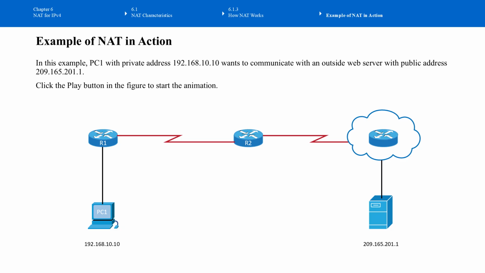So, as a summary, this is the overall process. The communication follows these steps. PC1 creates the packet using the private IP address. The border router performs NAT. The packet travels across the internet using the router's public IP address. The server replies to the public address. The router translates the destination back to the private address. The reply is delivered to PC1. To both PC1 and the server, the communication appears seamless because NAT performs the address translation automatically.